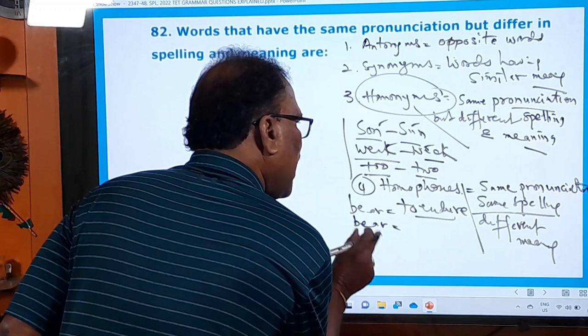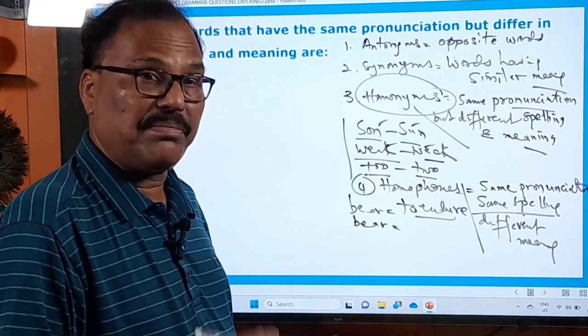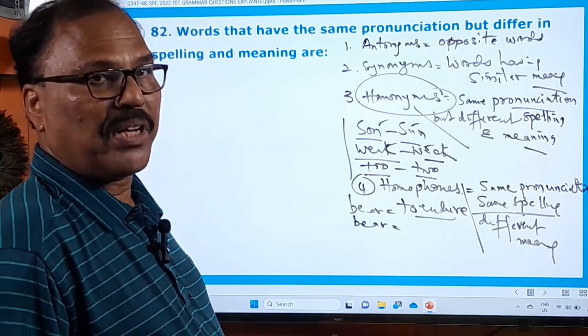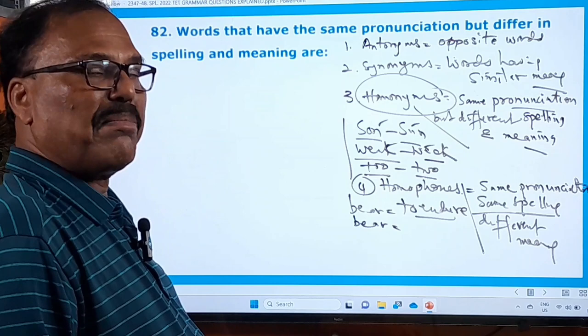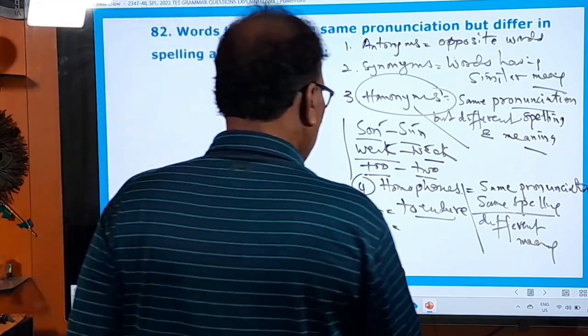Same spelling, same pronunciation: bear. Bear also means a wild animal. At the North Pole, you can find white bears. In Alaska, you can find black bears. So bear means an animal.